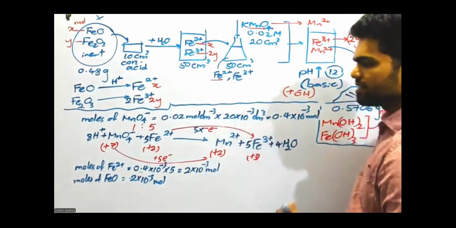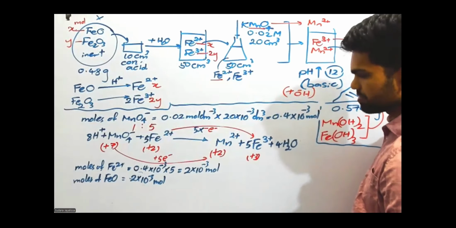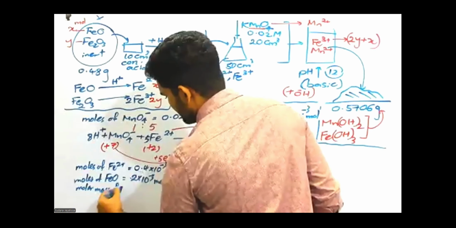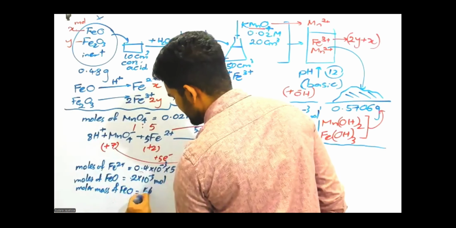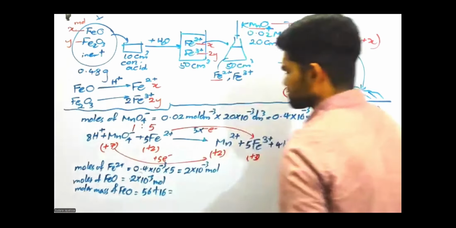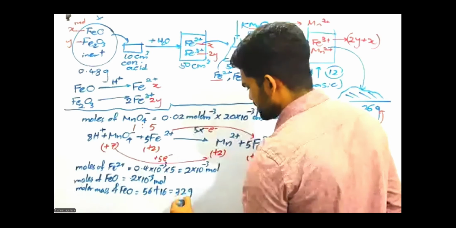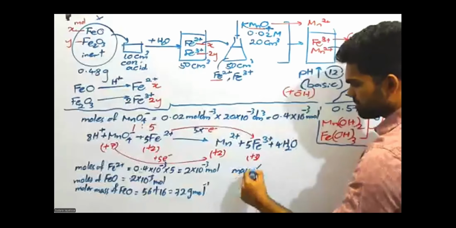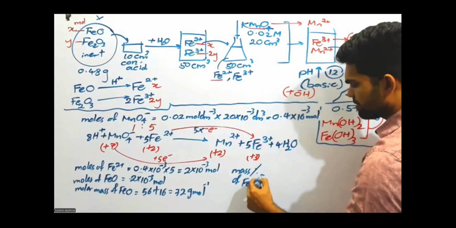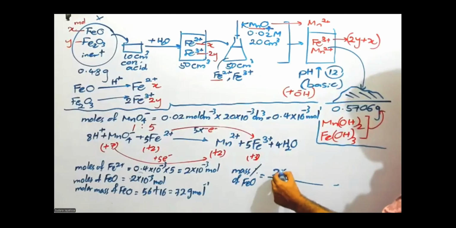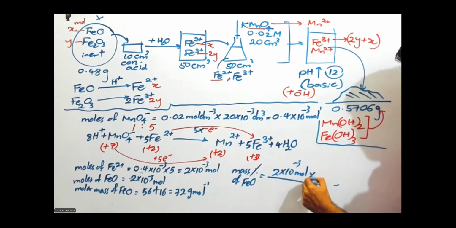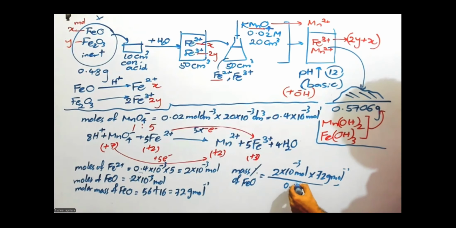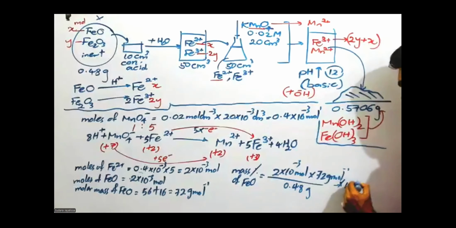Now what we need is the mass percentage of FeO. So you can find the molar mass of FeO. 56 plus 16, 72 grams per mole. Then let's find the mass percentage of FeO directly. Let's multiply this 2 into 10 to the power minus 3 moles by 72 grams per mole and divide by the total mass, which is given as 0.48 grams, and multiply by 100%.